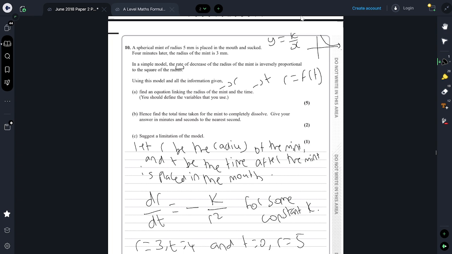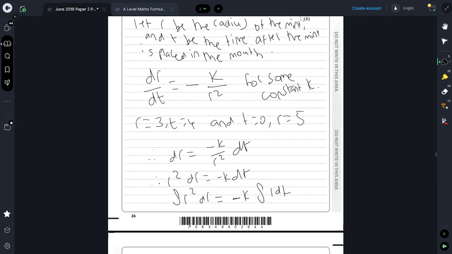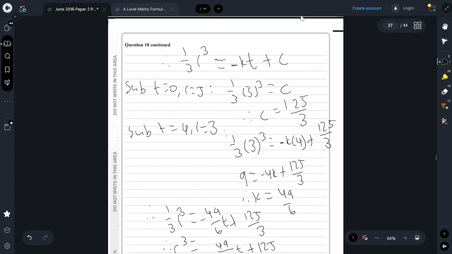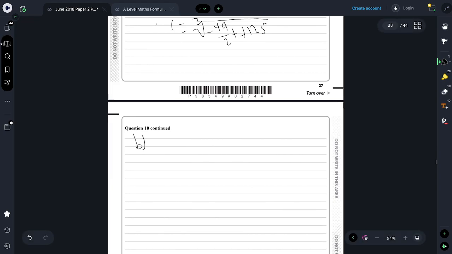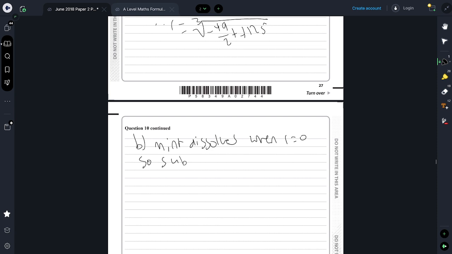So then part B says, hence find the total time taken for the mint to completely dissolve. So when the mint completely dissolves, that is when the radius is 0, right? Because there's nothing left of the mint. So part B, mint dissolves when r equals 0. So sub r equals 0 to see what happens.